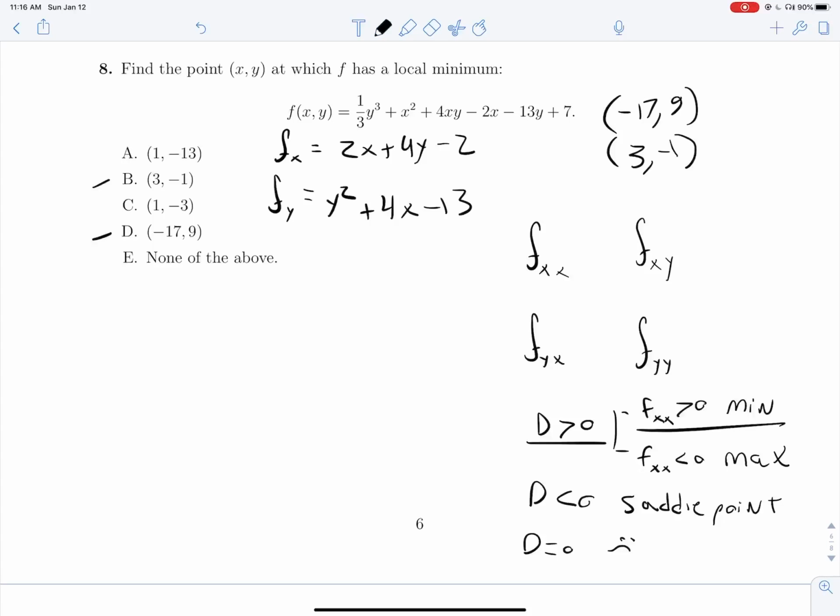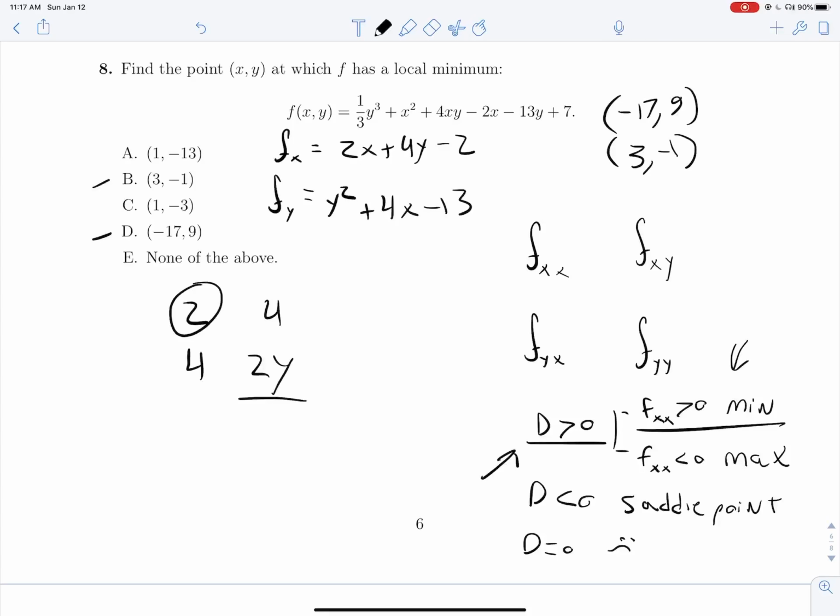And so now all we have to do is set up our final matrix, which is going to be made up of fxx, which will just be 2, fxy, which is 4, fyx, which is 4, and fyy, which is 2y. Okay, and we said that we're looking for the conditions where the discriminant is greater than 0 and where fxx is greater than 0. Well, fxx is always going to be greater than 0, so all we're looking for is the value for y which makes this discriminant greater than 0.